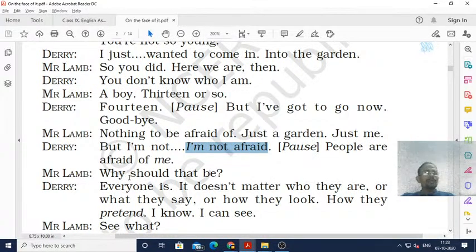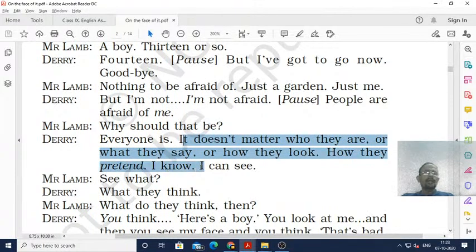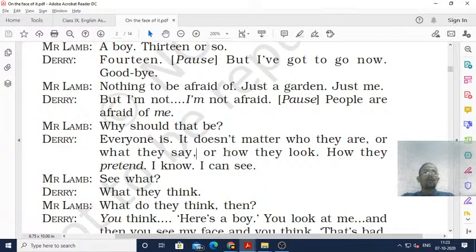Mr. Lamb, why should that be? Why should people be afraid of you? Daddy says everyone is. It doesn't matter who they are, or what they say, or how they look, how they pretend. I know, I can see. So Daddy says, it doesn't matter to me whether people are scared of me or not. Or it doesn't matter to me what they say about me, or how they look, how they pretend.